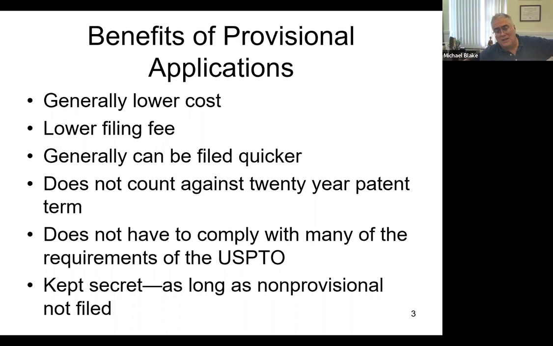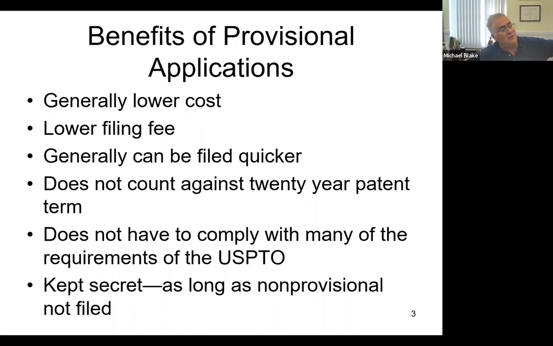If you don't fall within a micro entity category, then you're probably a small entity. And then the fees are basically doubled. So a provisional filing fee is $150 for a small entity, and the non-provisional is $830. And if you're a large entity, which means you have more than 500 employees, then it's double again.